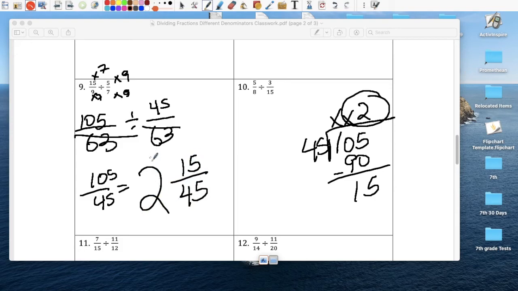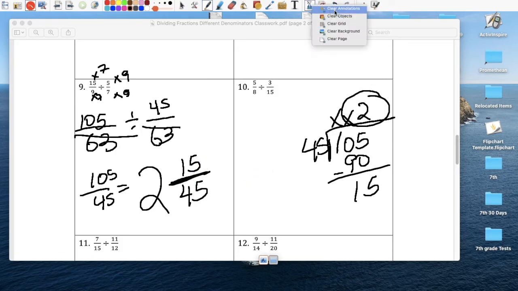Okay, so if I had $105 and I wanted to give $45 to people, I can give 2 people $45, and then I would have some left over. And here's my leftover, $15 left over out of 45.